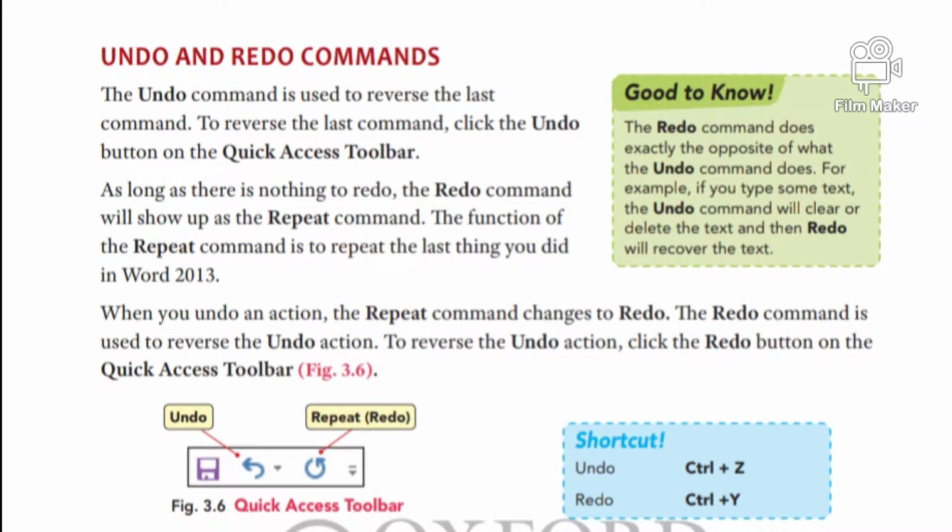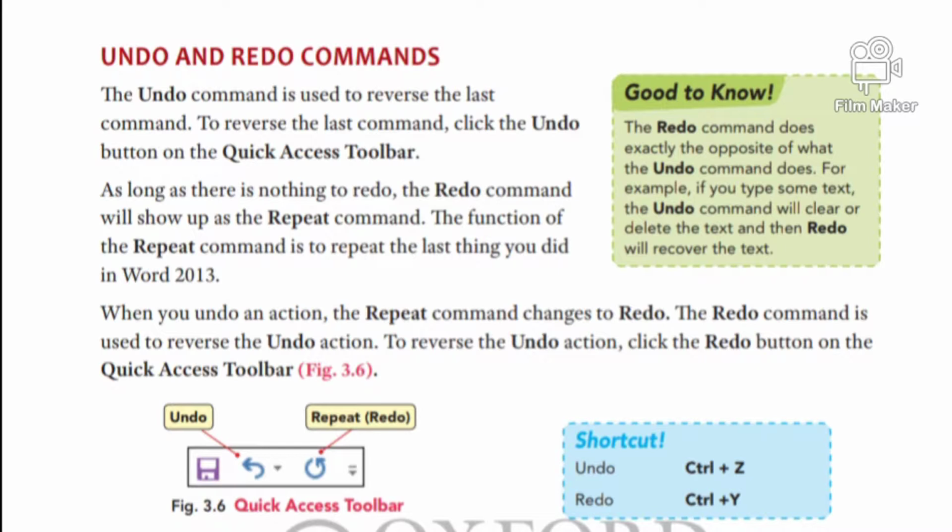Okay, if you click on this button, what is going to happen? The command is going to reverse. And then there is a curved key. What is the name of this key? It is the repeat or redo command. So let's see what it is used for. As long as there is nothing to redo, the redo command will show up as the repeat command. It will be shown as the repeat command when there is nothing in the text. Okay, the function of the repeat command is to repeat the last thing you did in Word 2013.